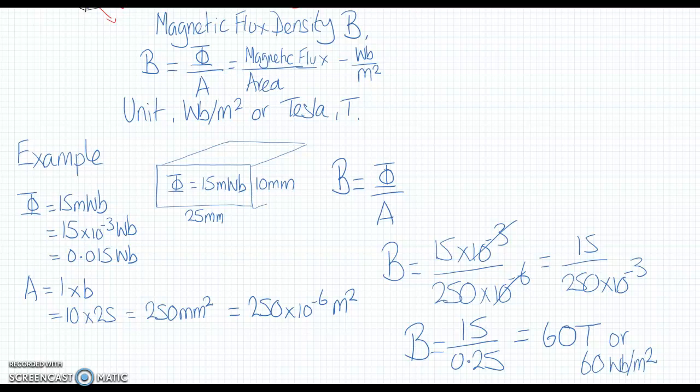Very straightforward. So the key points in this question: identify the units, phi, Webers, area, metres squared. In the question we can see it's in millimetres, so we're going to need to convert millimetres to metres before we put the numbers in our formula. So this particular magnet would have a flux density of 60 Tesla, or 60 Webers per metre squared. Let's look at another example.